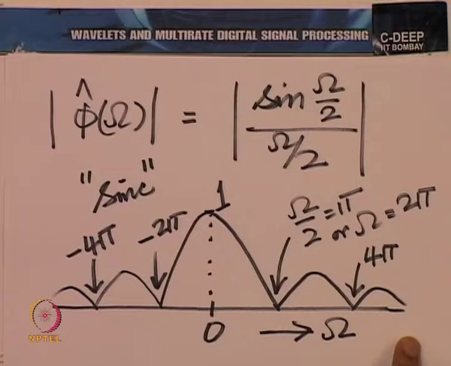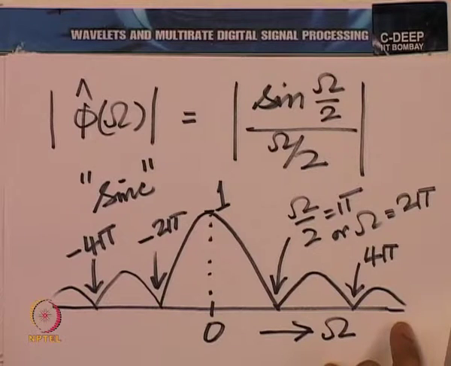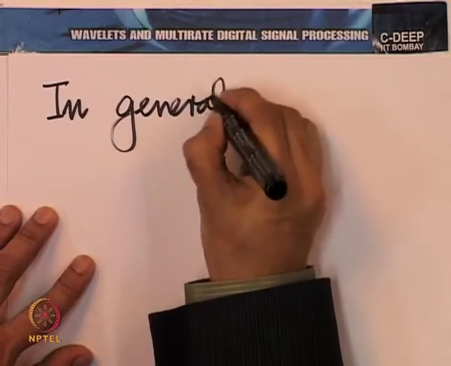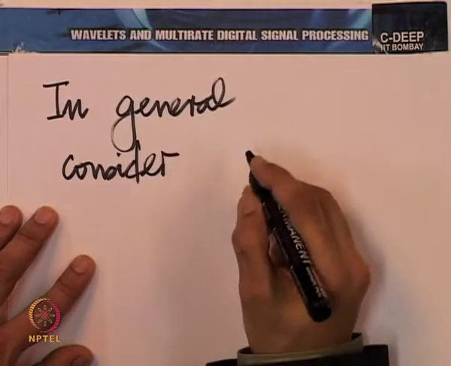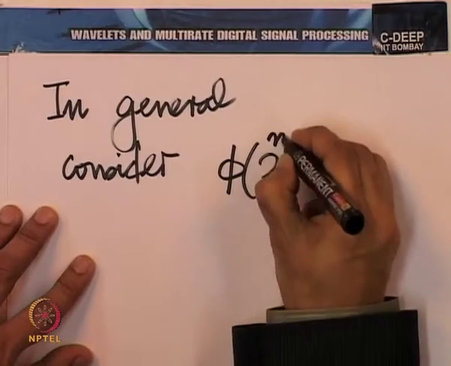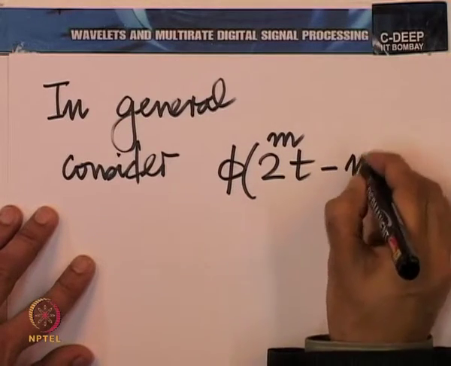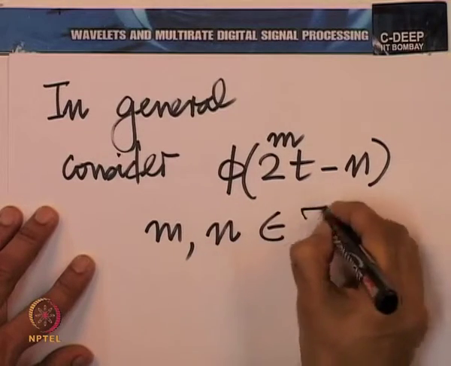And now, we know what to do when we compress and expand. Let us look in general at the Fourier transform of phi 2 t minus n. So, we should interpret that. You know, we are talking about dyadic dilates and translates. So, let us consider phi, in fact, 2 raised to the power of m t minus n, if you please, for m and n belonging to the set of integers.